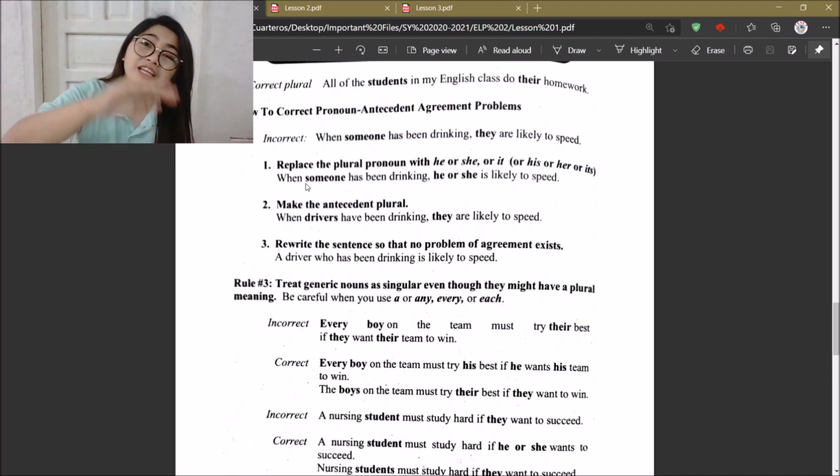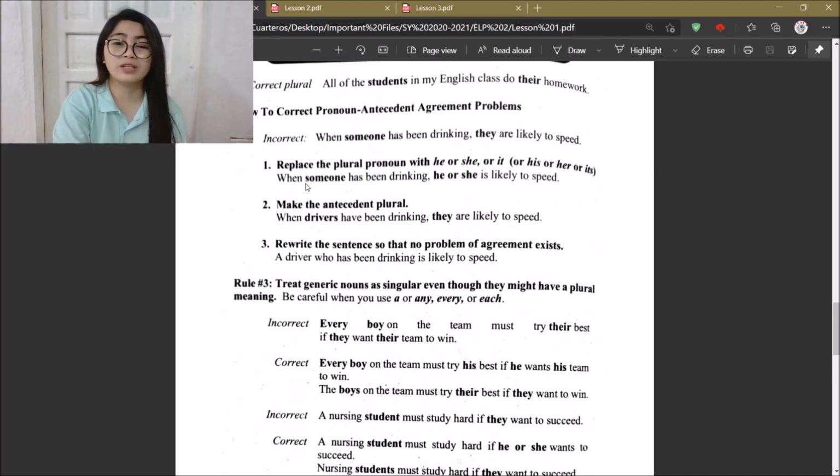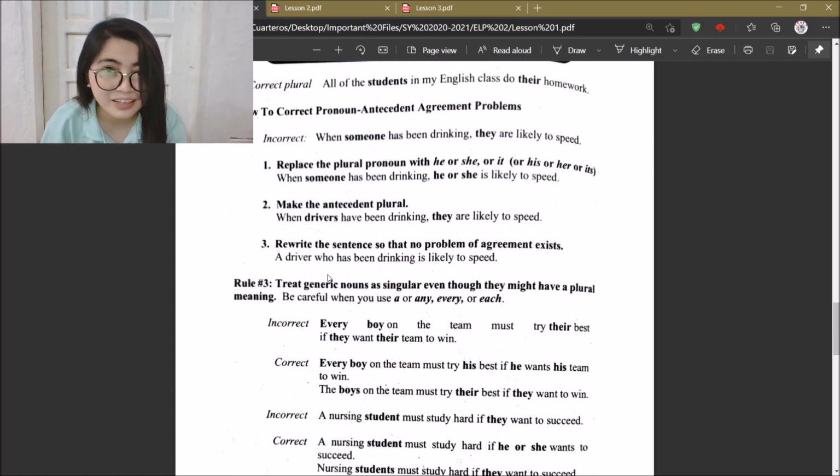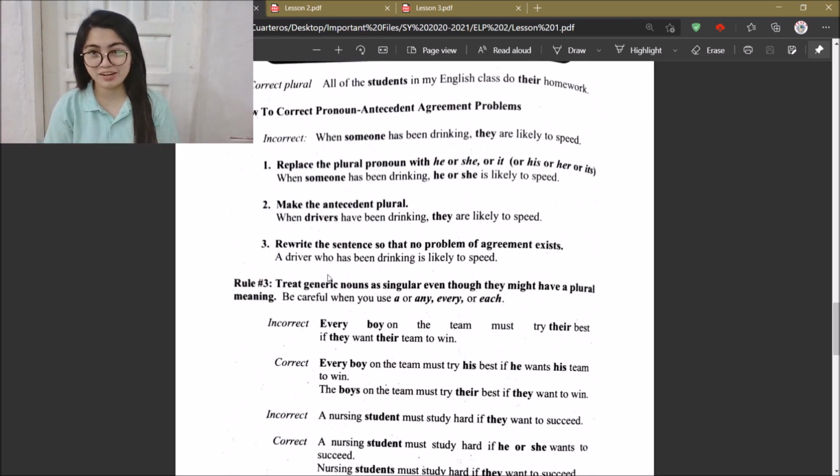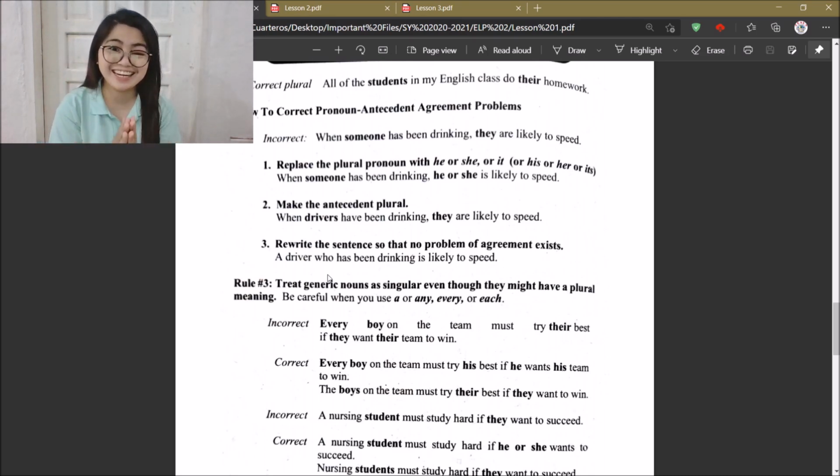So, nakakalito din siya. At saka ang pangit pakinggan ng he or she. So, i-write mo yung sentence mo, make it specific. So, a driver who has been drinking is likely to speed. So, wala na siyang ginamit na he or she. And clear, mas clear na ngayon yung sentence mo dahil alam mo na kung sino yon. Sino yung someone na yon. Yun pala yung driver. Okay? So, sana clear yon. Okay?